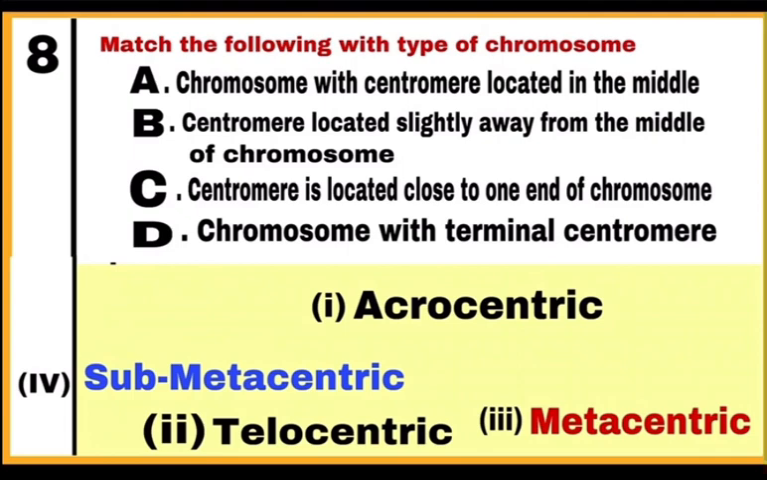C. Centromere is located close to one end of chromosome. These are acrocentric chromosomes. D. Chromosome with terminal centromere. It is telocentric chromosome. So here A matches with 3 metacentric, B with 4 submetacentric, C with 1 acrocentric and D with 2 telocentric.